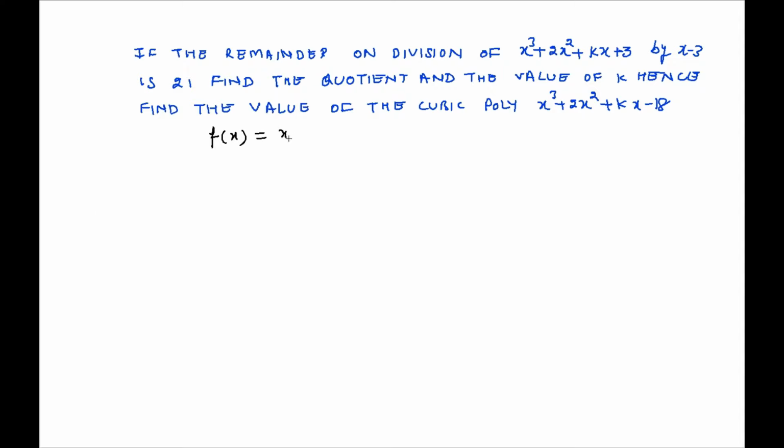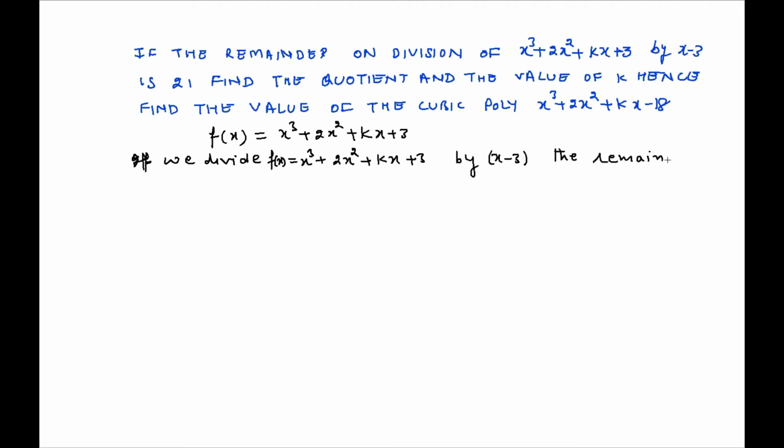f(x) is equal to x cube plus 2x square plus kx plus 3. If we divide this polynomial by x minus 3, the remainder is f(3). So f(3) is equal to the remainder. So substitute the value of x as 3. So write 3 cube plus 2 times 3 square plus k times 3 plus 3 is equal to 21.